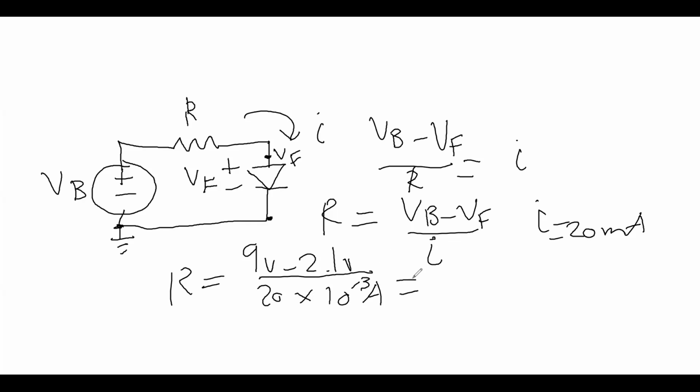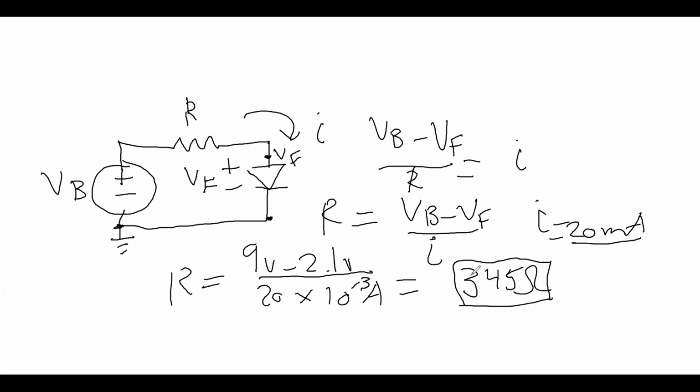If you put this in a calculator, what you're going to get is 345 ohms. If you looked at the parts list, you'll notice we don't have 345 ohms, we have 330 ohms. That's because 345 ohms is not a standard resistor value, so we just go to the next best thing, which is 330. So we're not actually going to get 20 milliamps, we're going to get a little bit more because our resistor is a little smaller.